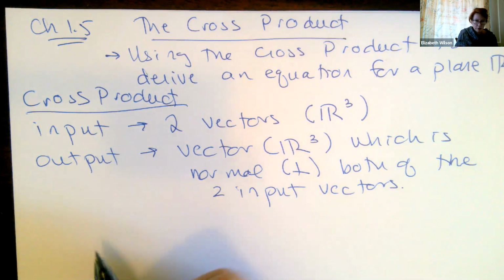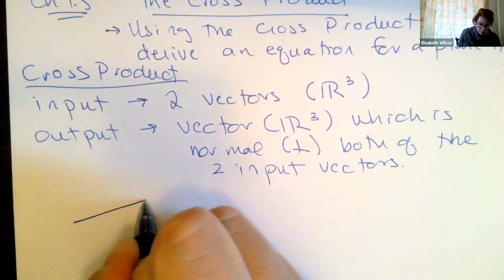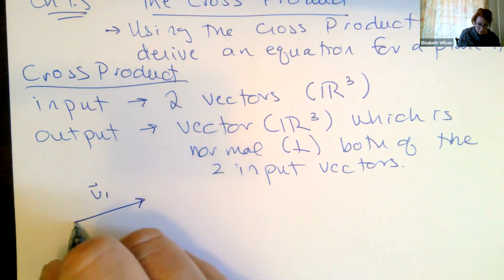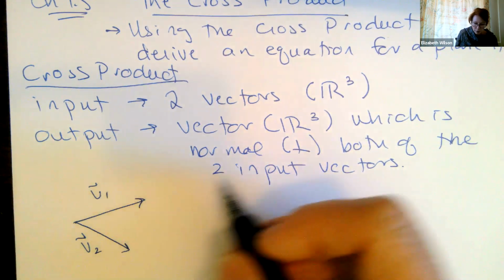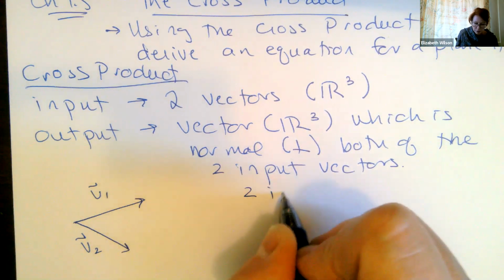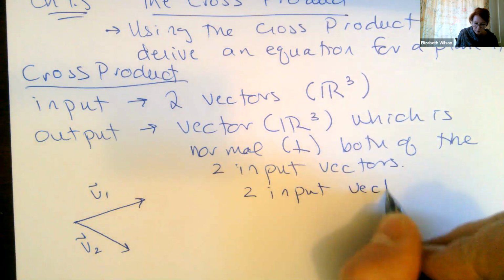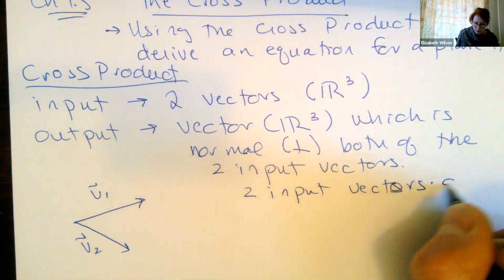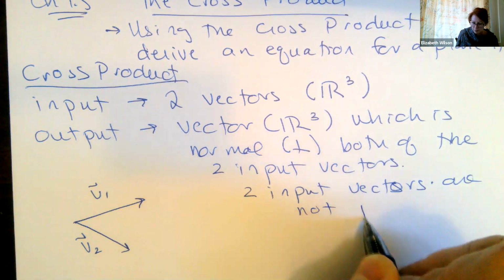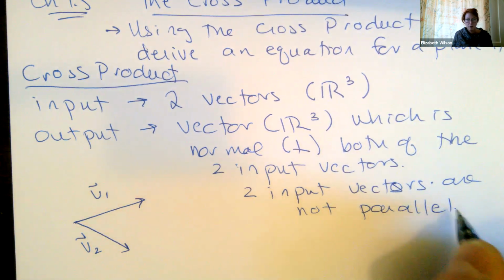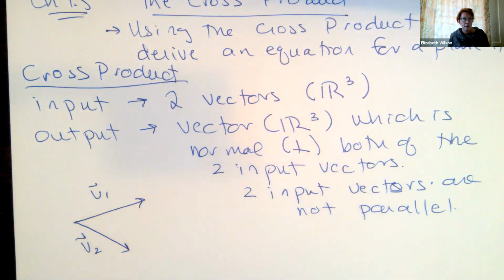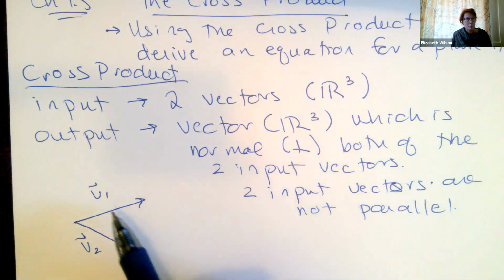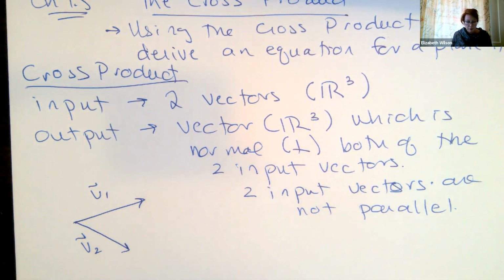So it's going to look like this. Let's draw this out. So I've got vector 1 and I've got vector 2. We want to say that our 2 input vectors are not parallel. We'll see as we go along, we're going to talk about the geometry of this too, that the cross product uses the sine of theta. So if the 2 vectors are parallel to each other, my cross product is going to be equal to 0.